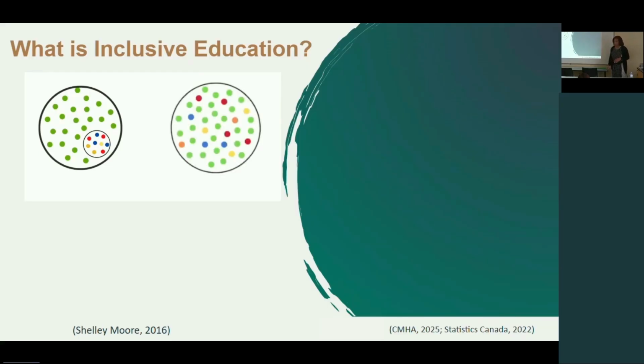Another example could be students who self-identify as having a disability as well as those who have formal disabilities, and they may receive support among the rest of the students. But the green dots are still dominant, and they're the dominant group into which the colored dots have to fit. So Dr. Shelley Moore had a different perspective on the assimilation of the green and the colored dots.